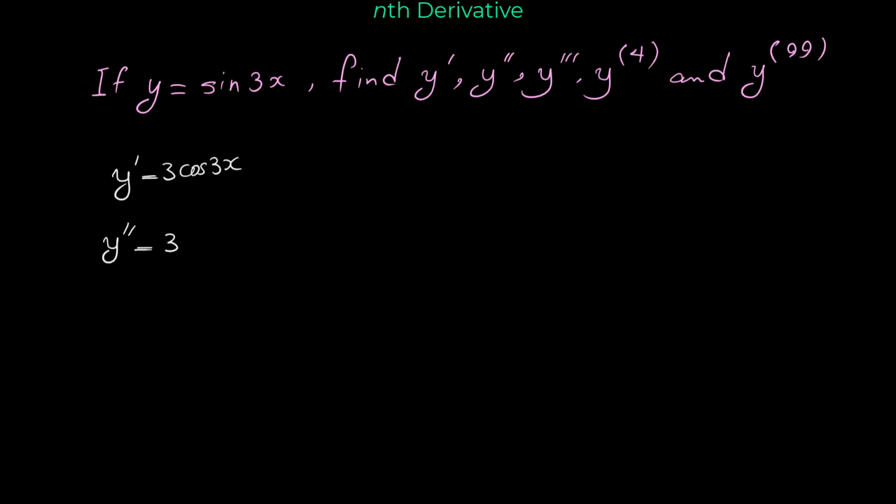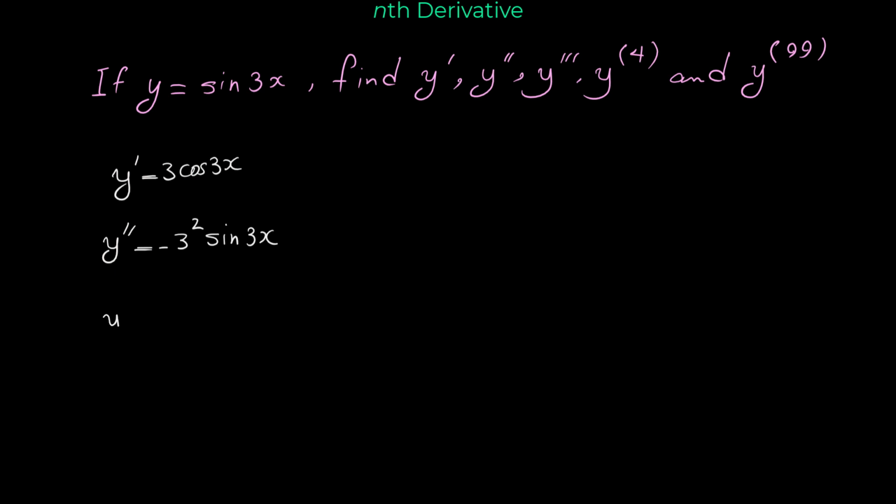We keep the 3. Derivative of cosine is negative sine multiplied by derivative of the inside, which is 3. 3 times 3 is 9, and we have a negative. But similar to the previous question, instead of writing 9, it's better to write it as 3 to the 2. So what is the second derivative? The second derivative is negative 3 to the 2 sine of 3x.